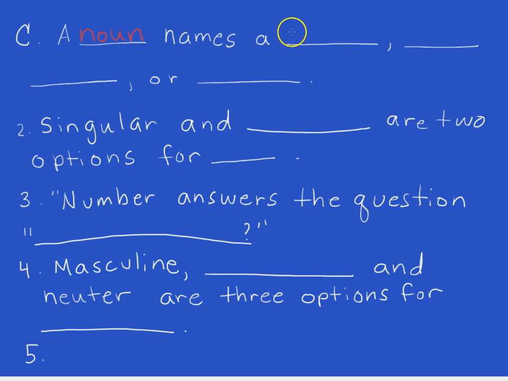A noun names a person. We talked about this in grammar class. Place, thing, or idea. And as I'm doing this grammar part, you can pause the video if you need to get it written in. You don't have to listen too far ahead, or you could just pause it at the end and get it all written in. Singular and plural are two options for number. Singular is one, plural two or more.